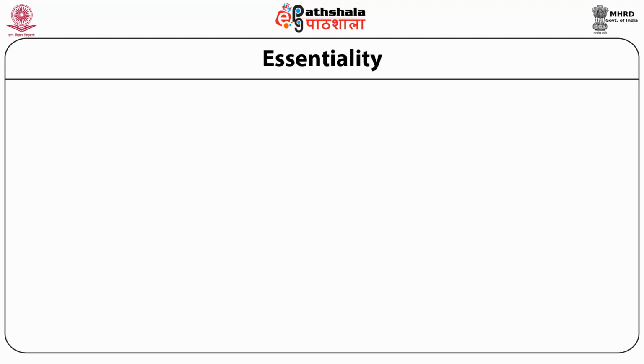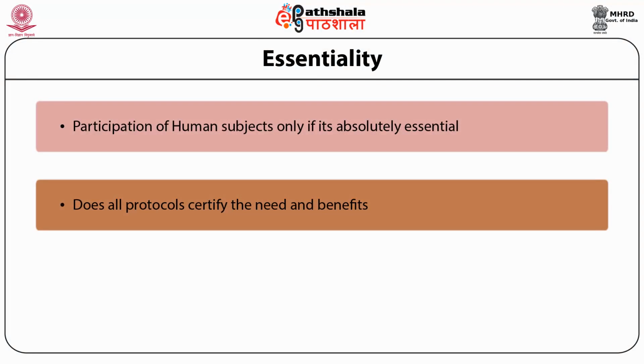Essential components of the guidelines are that participation of human subjects should be only if it is absolutely essential. If the research can be conducted on animals, it should start from small animals, either mice or rats. Only in clinical studies should human subjects be recruited, and only after the animal or mouse studies have been done should it proceed to human subjects.